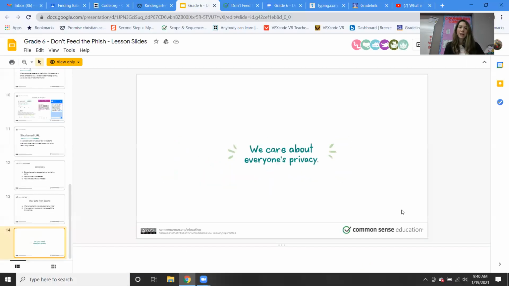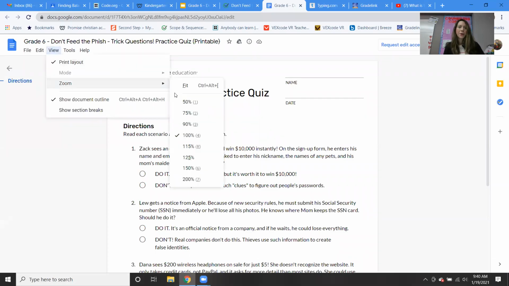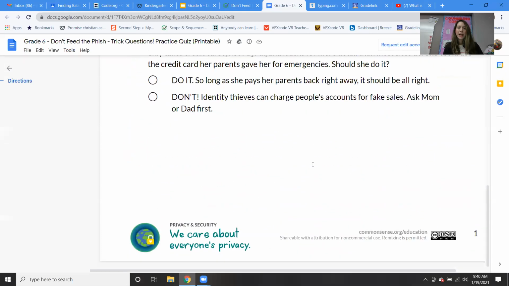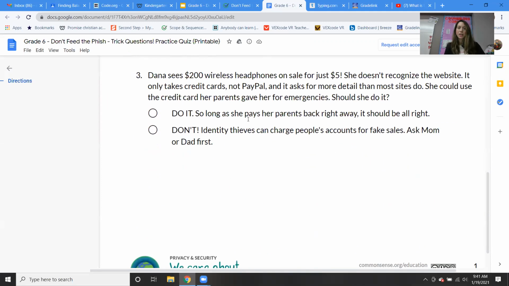Okay, so let me show you guys what you're going to be working on. Everybody's going to get this sheet. It has a few questions on it. And pretty much you just have to select do it or don't. There are little scenarios about if this was happening, what should the person do? Should they do it or should they not? So these are trick questions. So please make sure that you answer these questions.